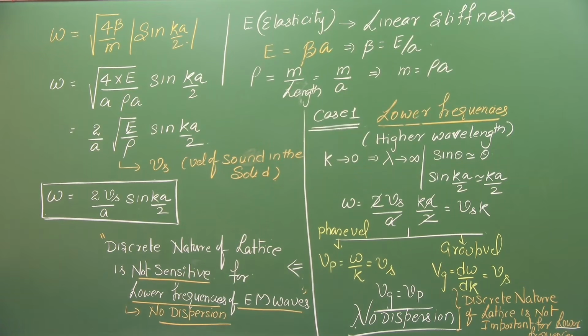Only case 1 is completed. If you are interested, read case 2 also and come to the class tomorrow. There exists only one branch here, the acoustic branch, whereas you will get the optical branch also in the other case. Tomorrow we will take two atoms, one a capital M, another a small m. In that we will get two branches, optical as well as acoustic.